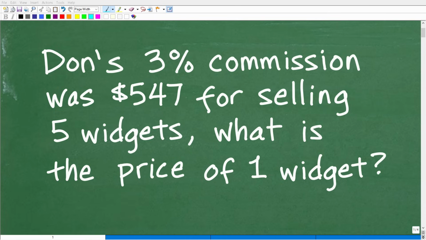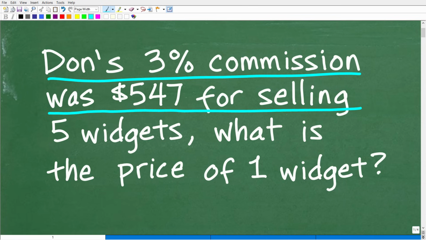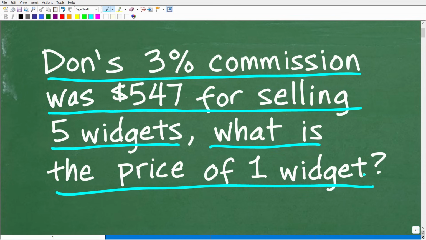Okay, so let's put your math skills to work on solving this interesting little math word problem. Matter of fact, I'm going to read the problem. It is the following. Don's 3% commission was $547 for selling 5 widgets. What is the price of 1 widget? Okay, so that is the question.